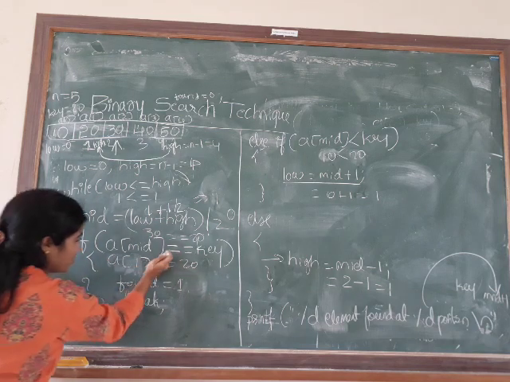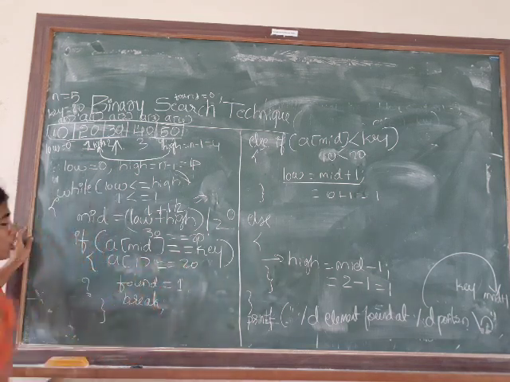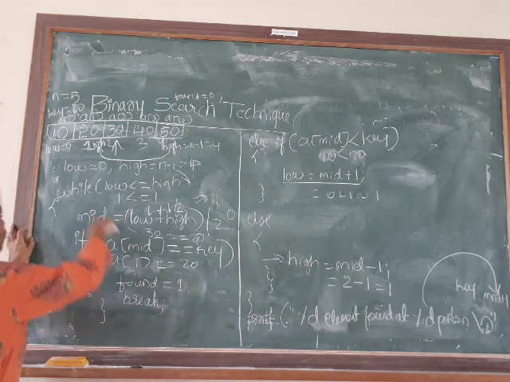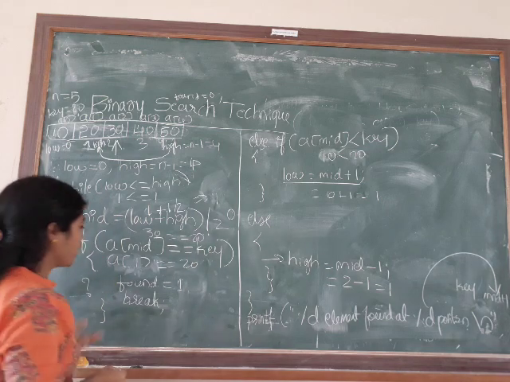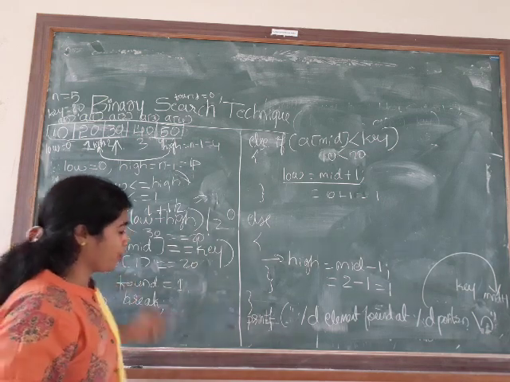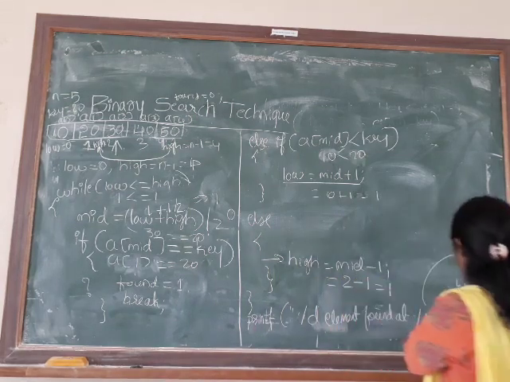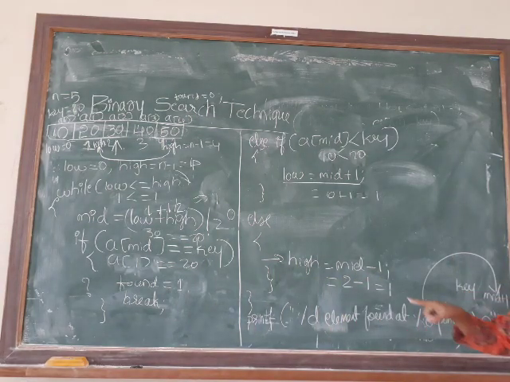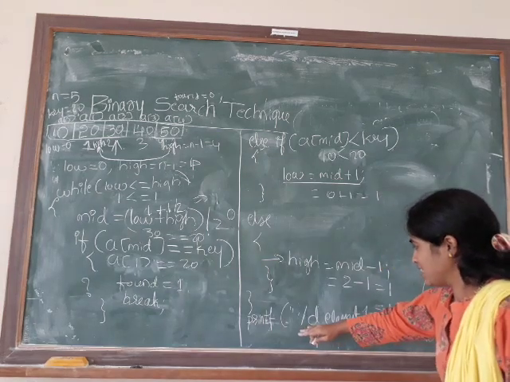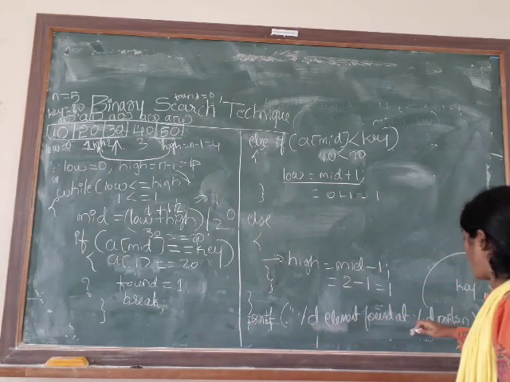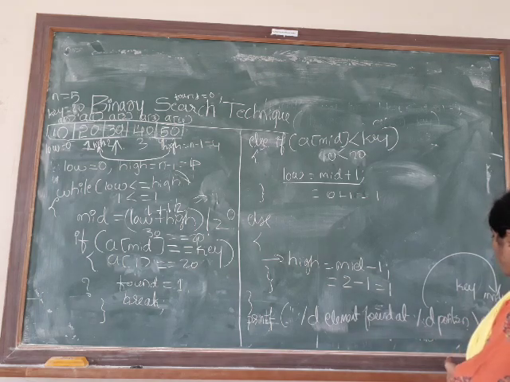A of 1 is equal to key, and the key value is 20. A of 1, what is A of 1? 20. 20 is equal to 20. Yes, it is true. So found is equal to 1. Break. You print: percentage d element is found at percentage d position. What is the present value of mid I am having? 1. See, very interesting. That is, 20 element found at second position, mid plus 1.